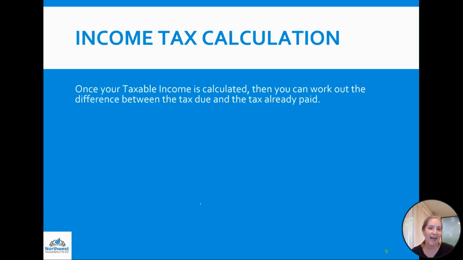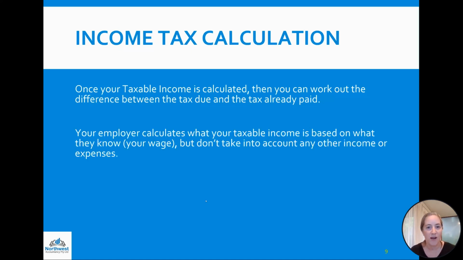Okay, how do we calculate tax? Once your taxable income is calculated, then we can work out the difference between the tax due and the tax already paid. So this is where the pay-as-you-go withholding comes into it. So we've got our gross income, we've got our tax deductions, the claims, and then we've got the tax that work has already paid. Now your employer calculates the amount of tax that you need to pay based on only what they know. So they base it on your gross wages.